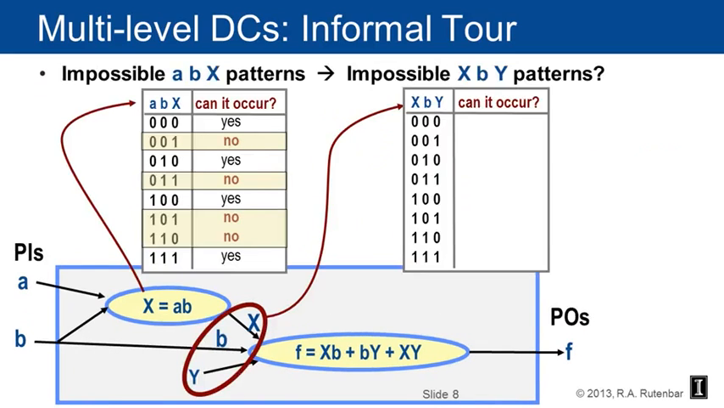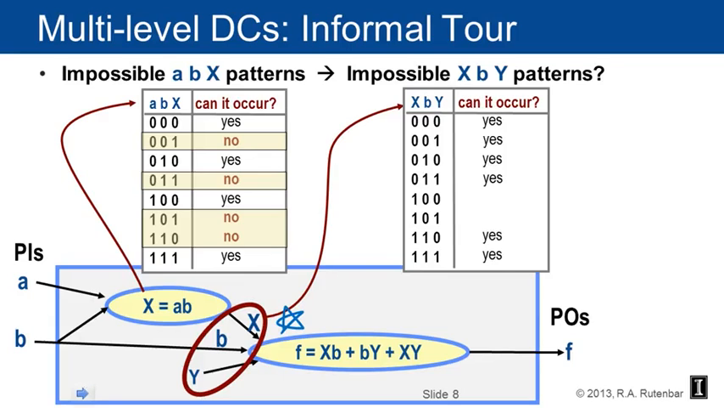Now, however, I'm not that interested in the patterns of a and b and x. I'm interested in the patterns of x and b and y, because that's actually what f is a function of. I need to figure out how I can take the abx patterns, and I know something about what can't happen, and turn those things into x, b, y patterns. And all I can tell you at this point is you just have to sort of stare at things. We're going to figure out computationally how to do this in a bit.